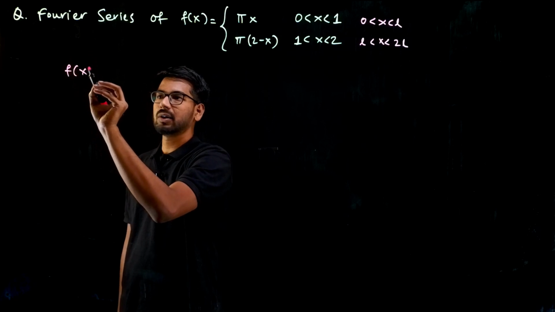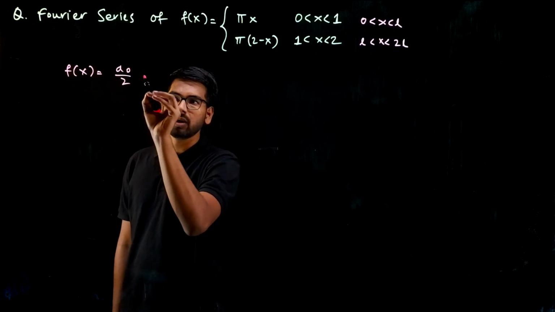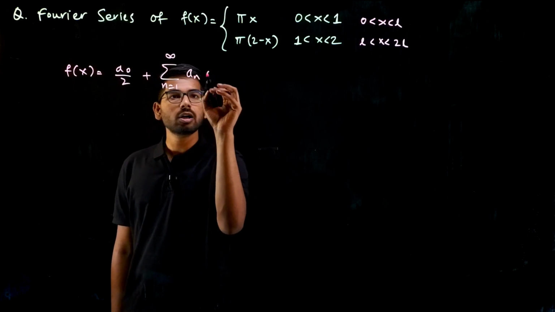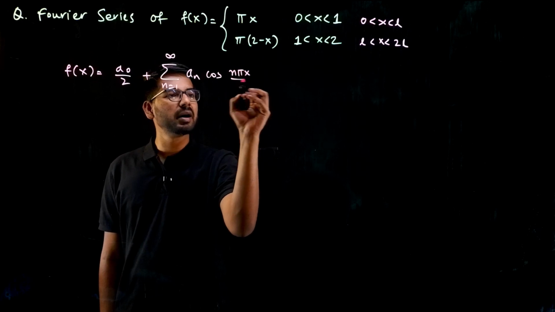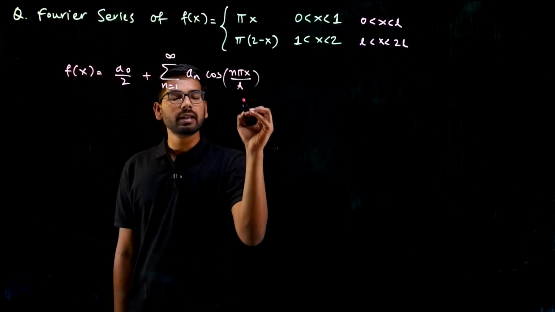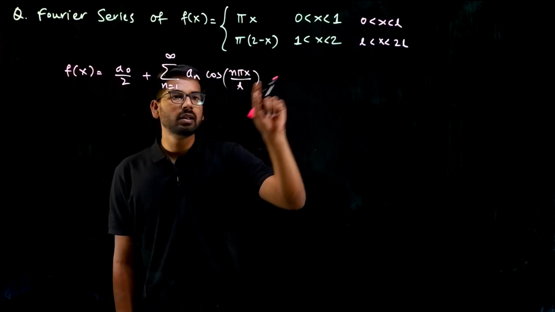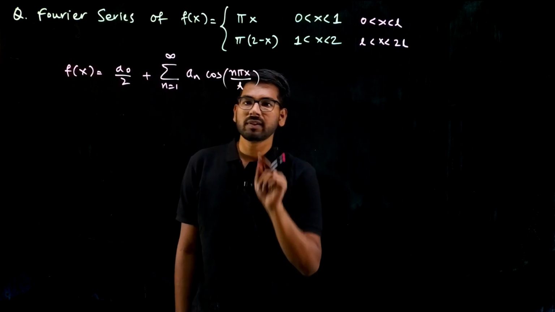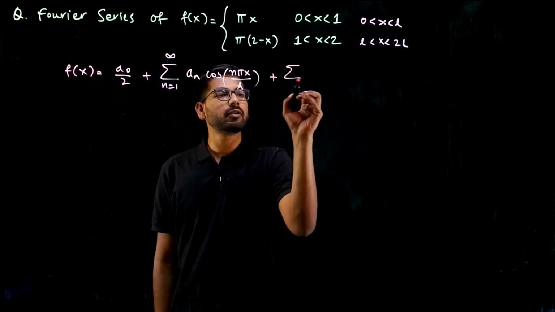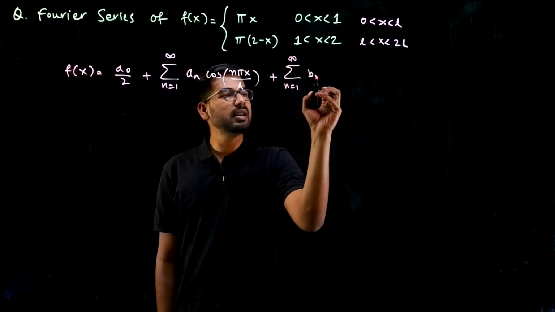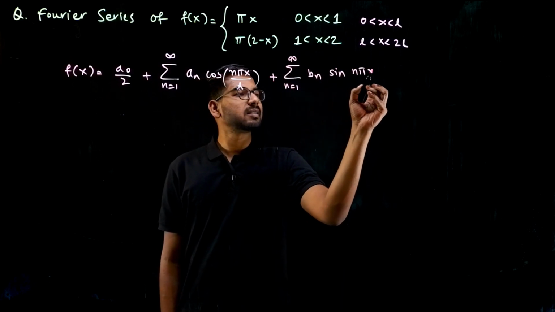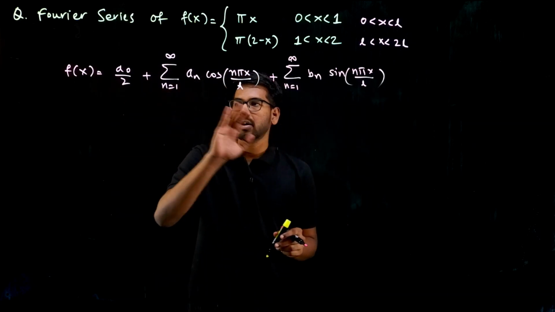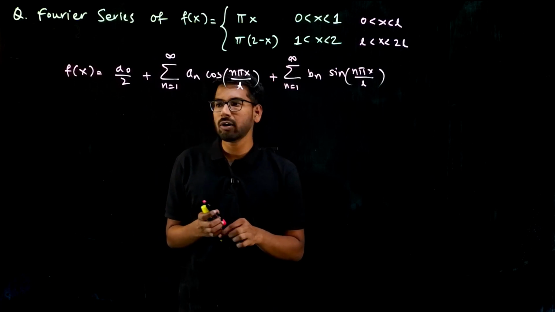So f(x) is equal to a0 by 2 plus summation from n equals 1 to infinity an cos(n pi x by L). Okay, so in case pi is there in the interval, it is just cos nx. In case pi is not there, in case it is given in terms of L and 2L, this is the formula. Plus summation from n equals 1 to infinity bn sin(n pi x by L). Okay, so this is the formula and we need to find a0, an and bn, which depend upon f(x).